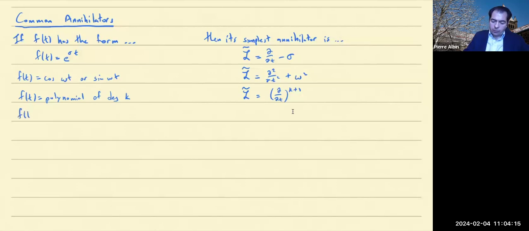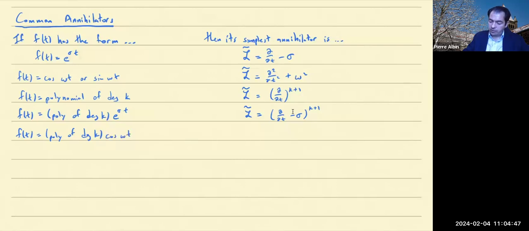Okay. So what if f of t is a polynomial of degree k times an exponential e to the sigma t? Then what you can do is take d by dt minus sigma and raise that to the k plus one. Similarly, if you have a polynomial of degree k times cosine omega t, or polynomial of degree k times sine omega t, then you can take for L tilde d by dt squared plus omega squared raised to the k plus one.